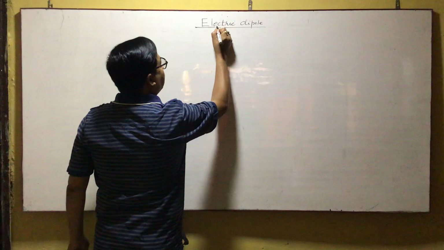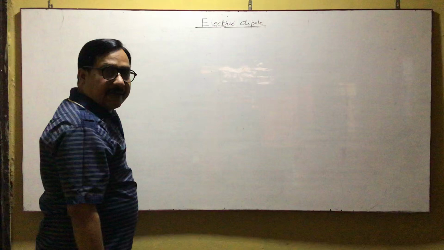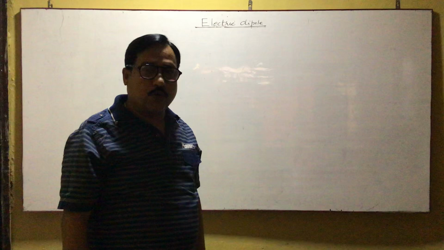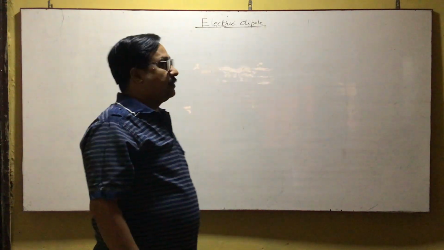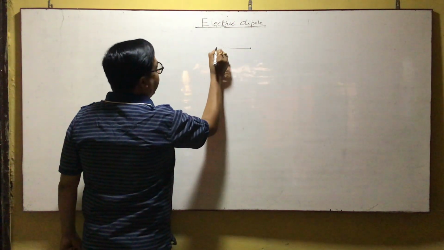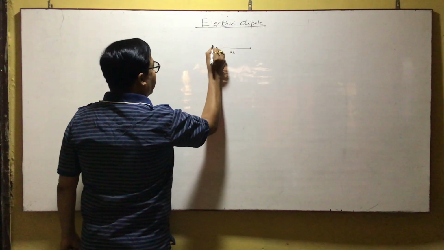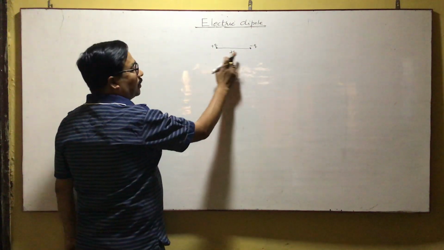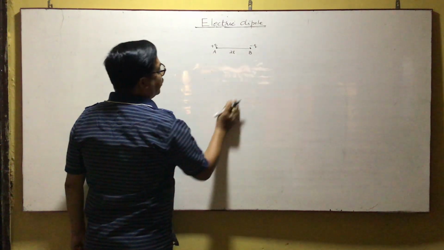So our topic for today is electric dipole. Electric dipole is a system of two equal and opposite charges when placed very near together. So if we have two equal and opposite charges placed at a very small distance twice L, plus Q and minus Q, when placed very near together, they constitute an electric dipole.